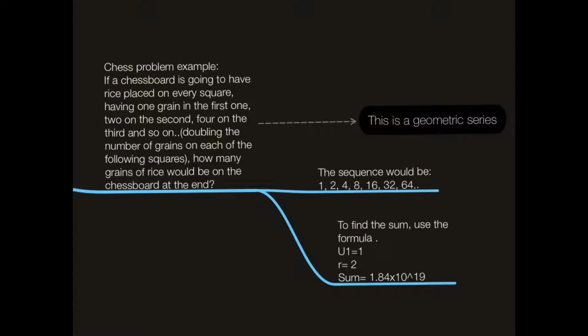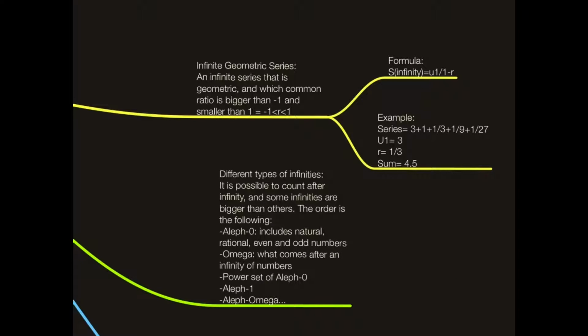In this case, after plugging the values on the calculator, the answer will be 1.84 times 10 to the power of 19, which is a really big number. The next topic I'm going to talk about is infinite geometric series.